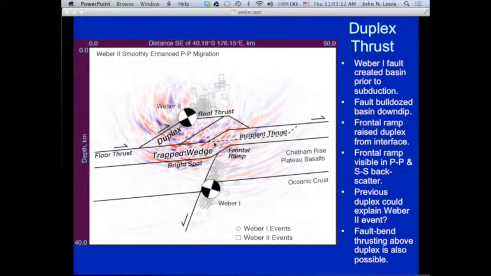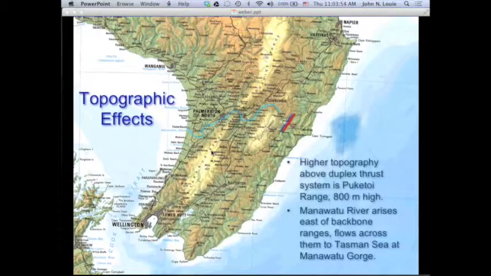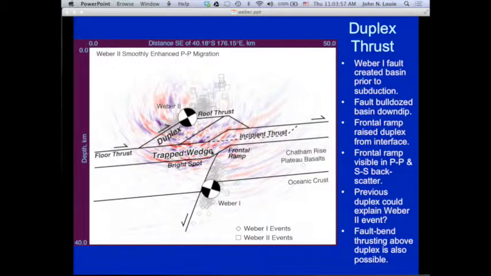When I gave this lecture at Stanford, I'm not quite giving it the way I'm giving it to you guys, but they said no, the incipient thrust is not going to be back here, it's going to be at the front. So the next thrust is going to be on top of the Weber 2. So the Weber 2 is really the duplex thrust, and the incipient thrust would be out here in front. This structure is shown pretty well, I'd say, by the backscattered image from the Weber 2 events.